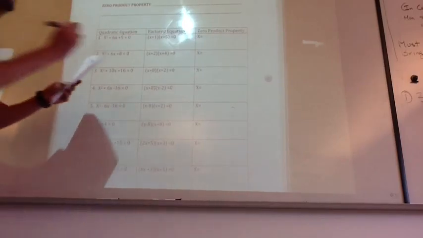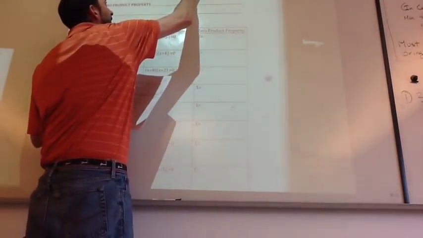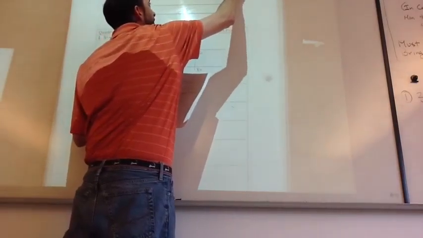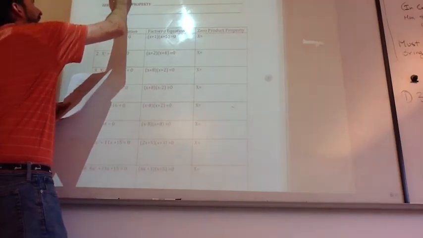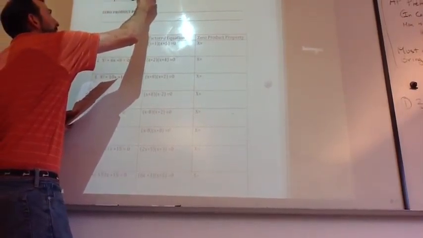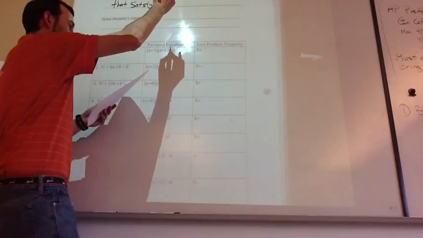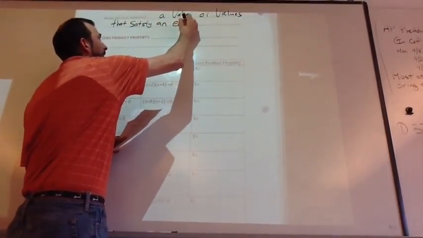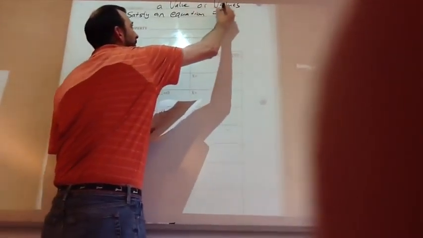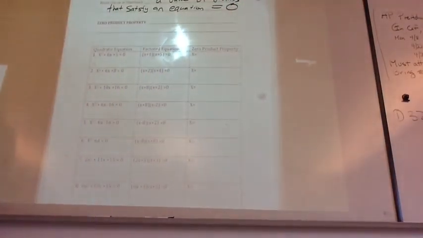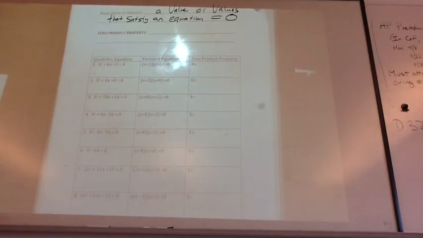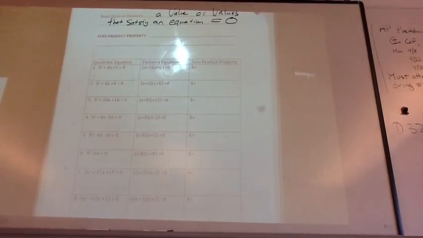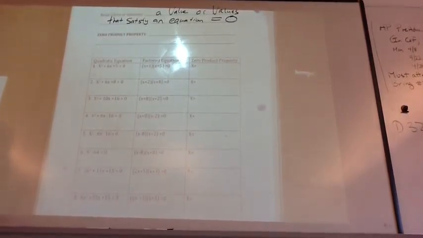So it is a value or values that satisfy an equation equal to 0. Right, so we're looking for numbers that'll make an equation equal the value of 0.